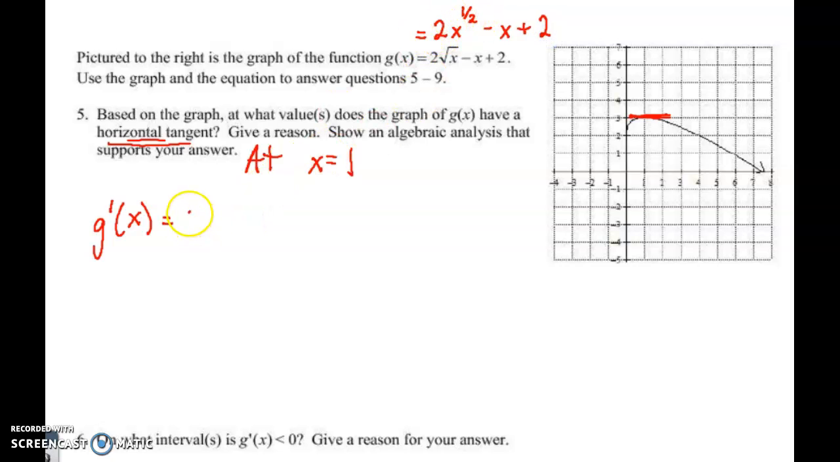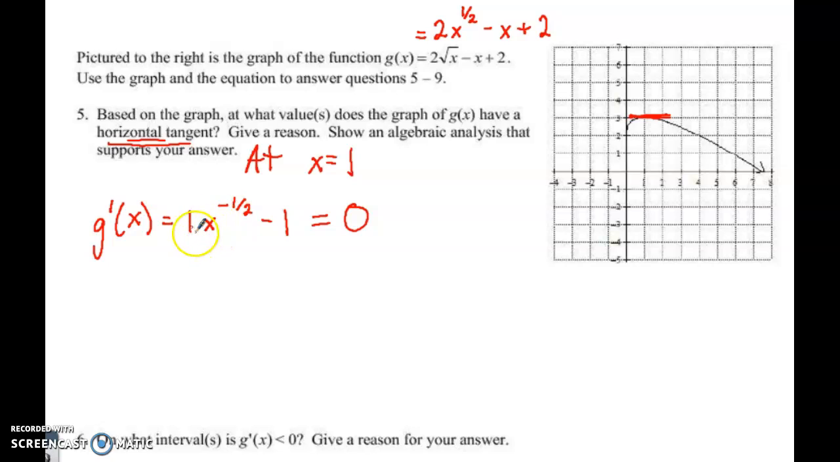So 2 times 1/2 is 1. Subtract 1 from 1/2, you're at negative 1/2. And then the derivative of x is 1. The derivative of 2 is 0. No need to write that down. And you have horizontal tangents where the derivative equals 0.